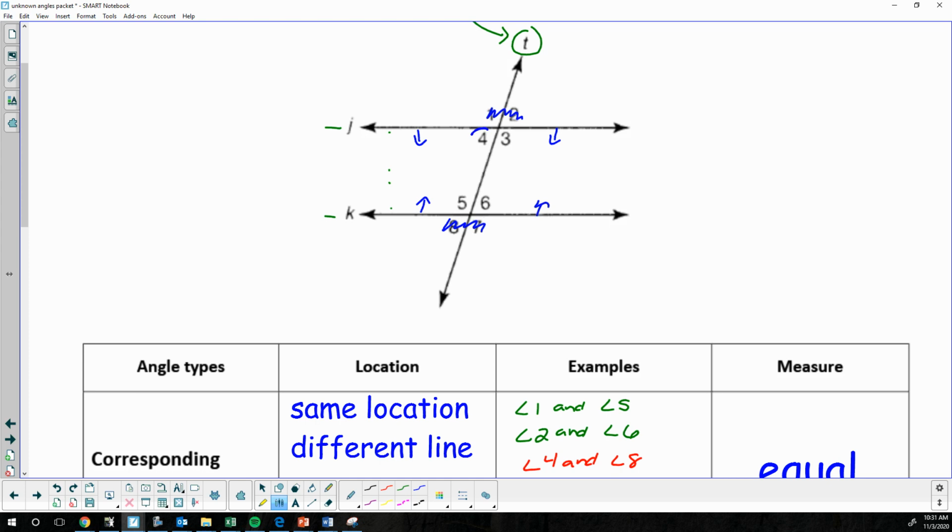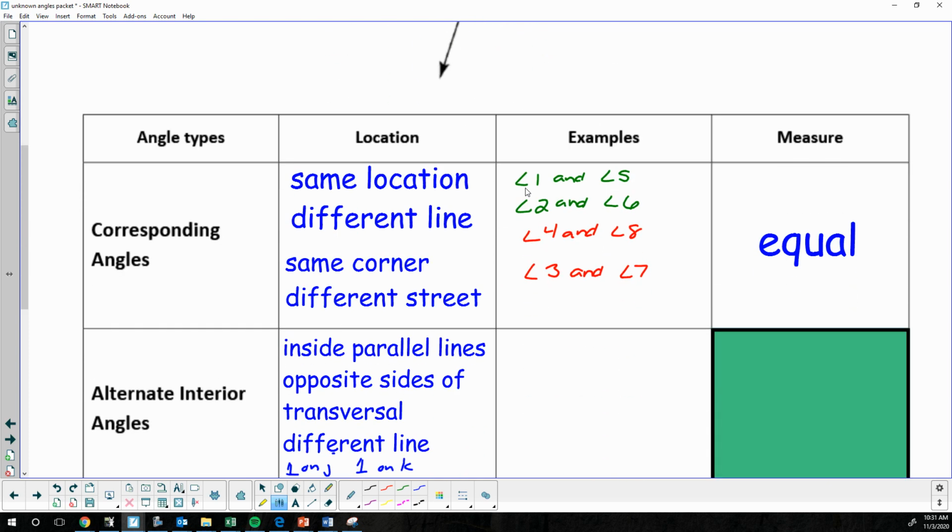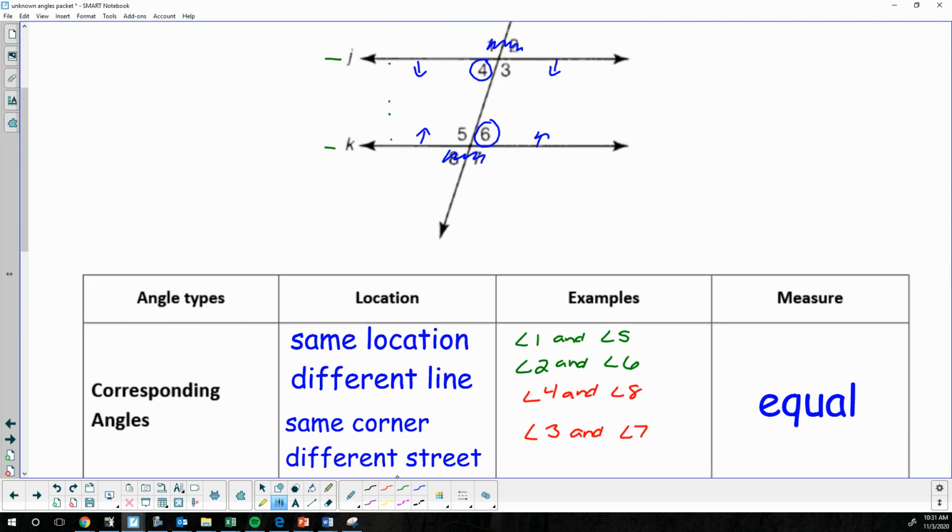If I start with 4, it has to be on the opposite side. So 3 and 6 are both on the opposite side of 4, but 3 is on the same line. 6 is the only one that is opposite and interior. So angle 4 and angle 6 are alternate interior. There is one other pair because we have another set. We have angle 3 right here. It is also interior. The one opposite, but on a different line, is angle 5.